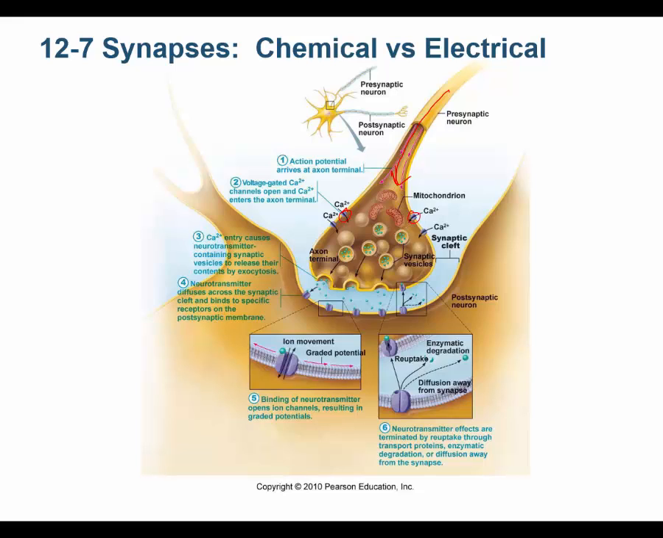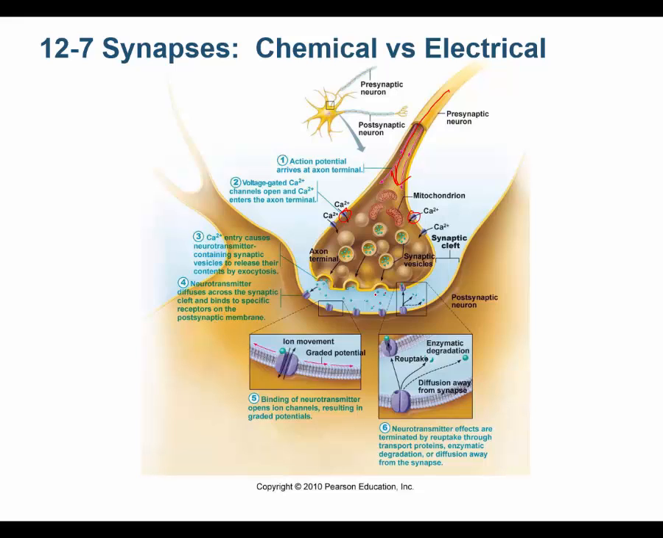Now that becomes important because when calcium rushes in right here, it causes these synaptic vesicles to fuse with the membrane and exocytosize, release their contents, go through exocytosis. So the calcium causes these vesicles to fuse and exocytosize their neurotransmitters into the cleft.